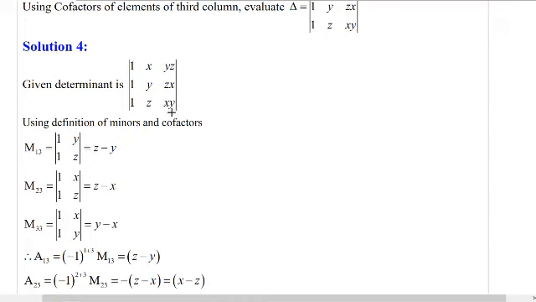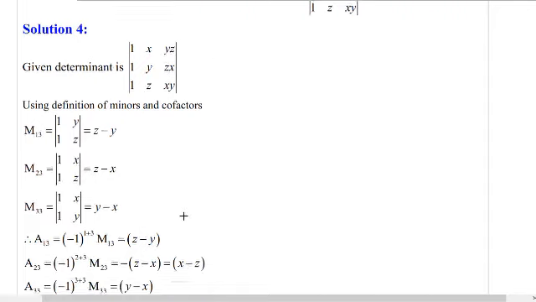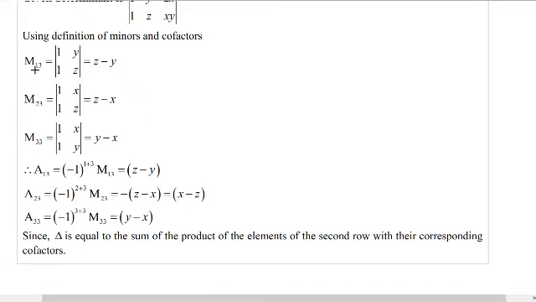To find the minor for this element, I'll hide it with row and column. I'll get 1x, 1y. On solving, I'll get y minus x. And for the cofactor, simply see the sum. Sum is even, so cofactor 1, 3 will be the same.